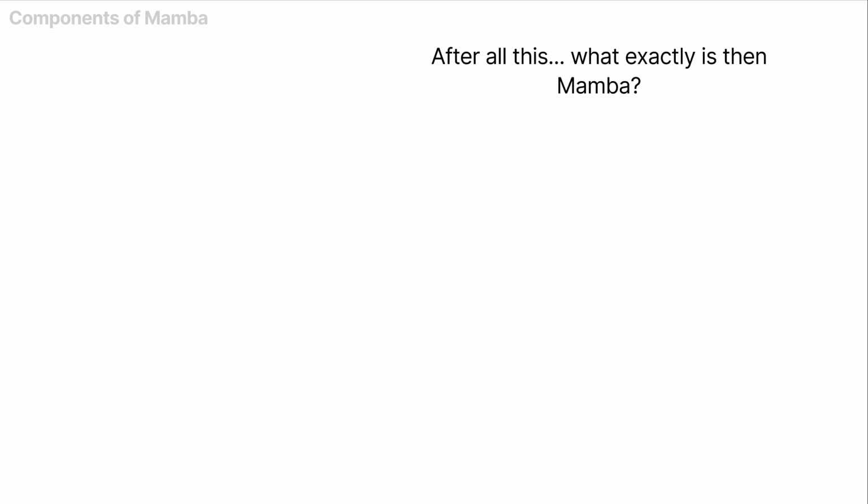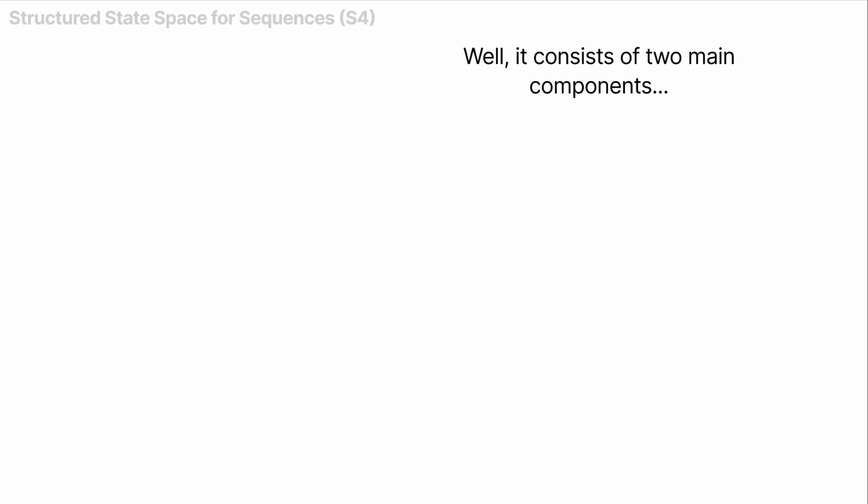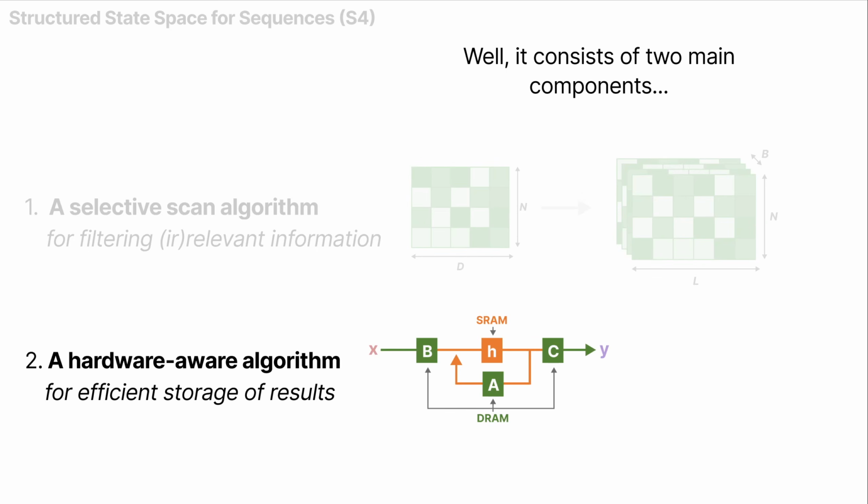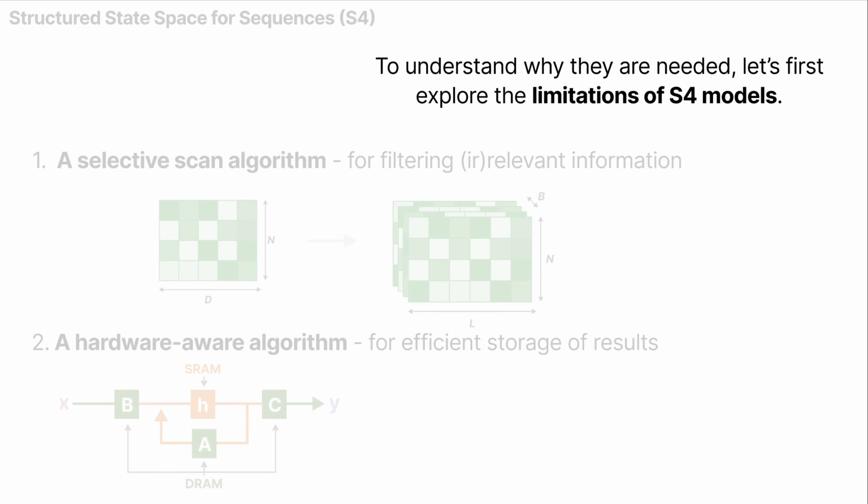After all this, what exactly is then Mamba? Well, it consists of two main components: a selective scan algorithm for filtering irrelevant or relevant information, and a hardware-aware algorithm for efficient storage of results. To understand why they are needed, let's first explore the limitations of S4 models.